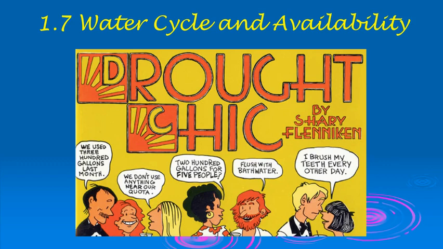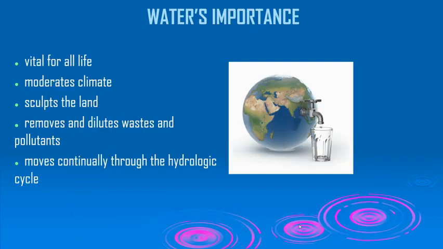This is Unit 1.7, Water Cycle and Availability. So we can't overstate the importance of water on Earth. It's vital for life. It moderates climate, so it keeps places from getting too hot or too cold. It sculpts the land through erosion and deposition. It removes and dilutes waste, and it's always moving through the water cycle.